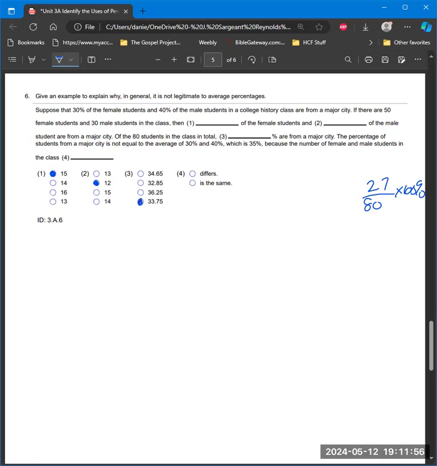from the major city. The percentage of students from the major city is not equal to the average of 30 and 40, which is 35%, because the number of female and male students in the class differs from one another. They're not equally distributed.